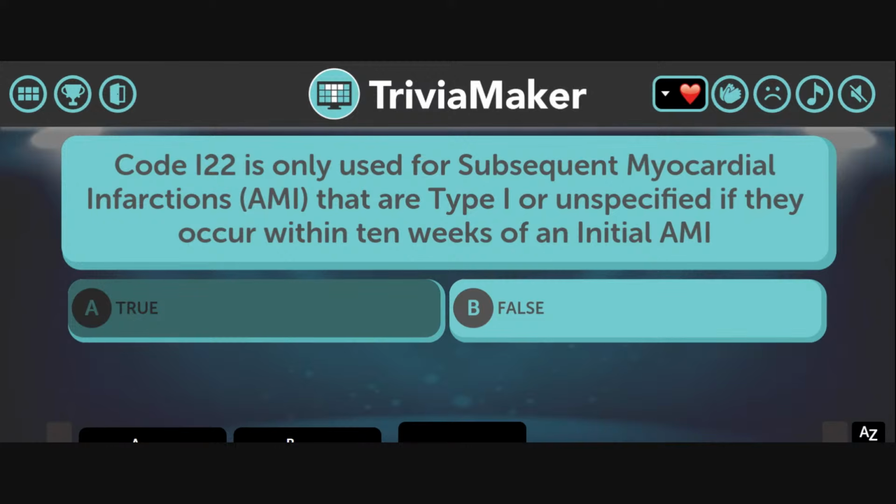And especially these people that went the extra mile and put in the chat what made it false, because you would be right. So it says in the guidelines, code I22 is only used for subsequent myocardial infarction, AMI, that are type 1 or unspecified if they occur within 4 weeks of the initial AMI. So 4 weeks, not 10 weeks. That is what makes this one false. So amazing, amazing. Yes, great work. You guys just blow me away every time.